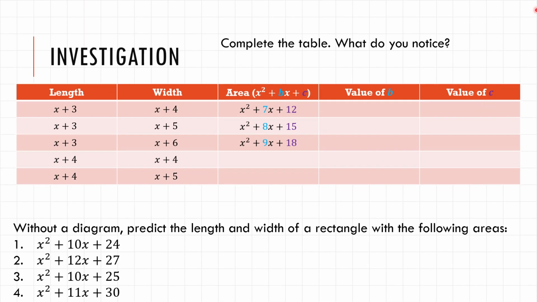So now I'll ask you to pause the video and complete this entire activity, this entire investigation. We did the first 3 rows, right? We found the area of a rectangle that has these lengths and widths. And what I'd like you to do is complete this, finding the area of these 2 rectangles, and then looking at what is the value of B and what is the value of C in this case.